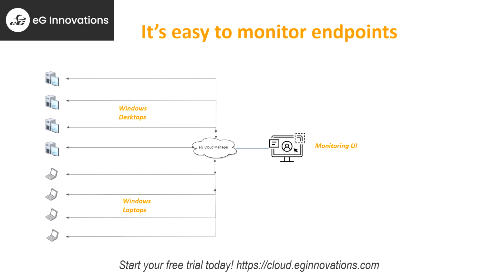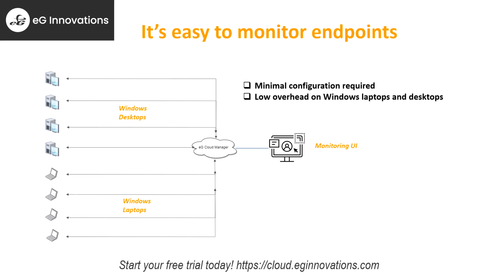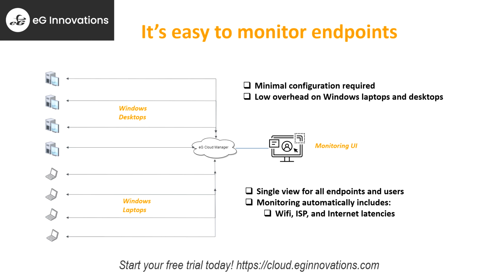With EG Enterprise, monitoring Windows desktops and laptops is easy because of the minimum configuration and the low resource overhead used to collect data. Within the EG user interface, you have a single view of all of your users' experience and endpoint performance, and monitoring automatically includes metrics for Wi-Fi, ISP, and internet latency at the endpoint. So basically, anywhere there is slowness, we can detect it, whether it's the router or local internet.